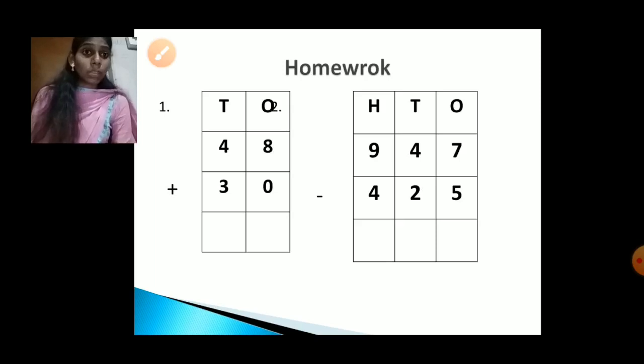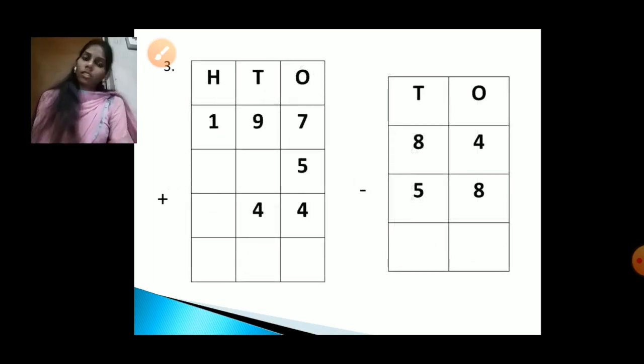Second, you have to subtract 947 minus 425. From 425 you have to subtract 947. Done? Okay. Next, see: 197 plus 5 plus 44. And the fourth one is 84 minus 58. Here you have to subtract. Look at this sign. The sign is also important.